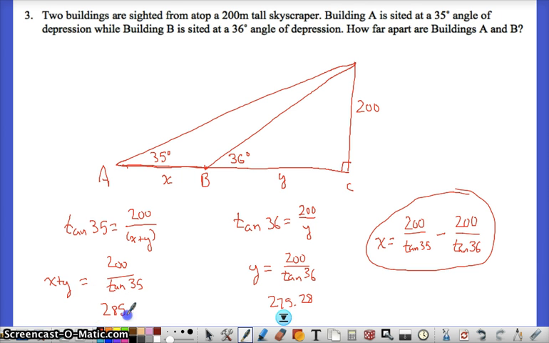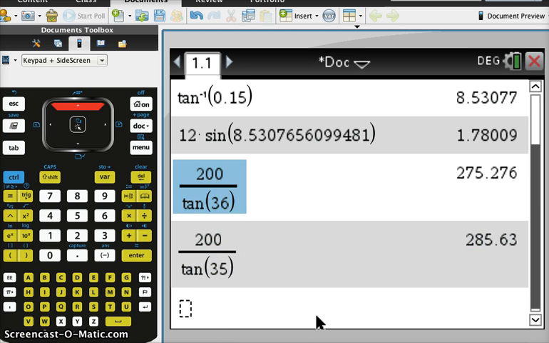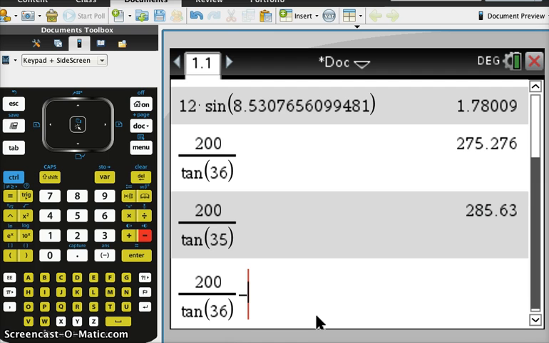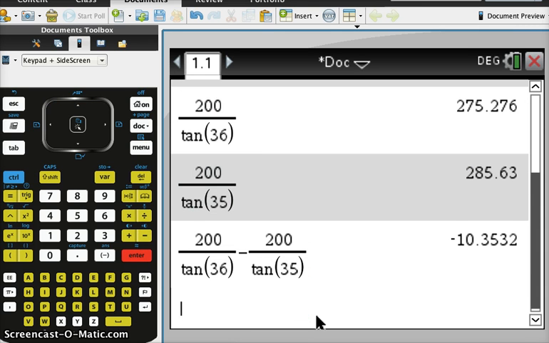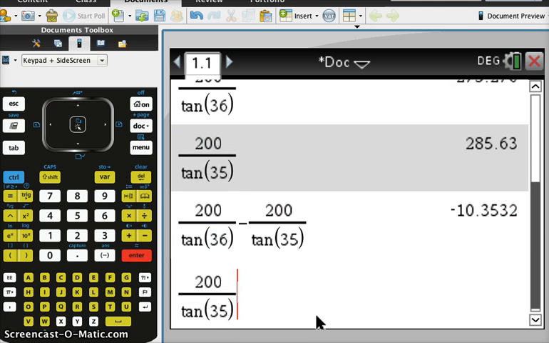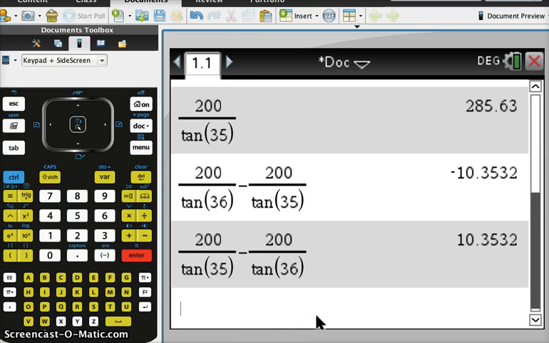Of course, it's bigger, right? That's good. And the difference between these two is that minus that, which I said in the first place. What? It's negative? I did this backwards. I'm sure it's positive 10. It's the 35 one minus the 36 one. Oops. Sorry, I'm not going to fix that. 10.35.